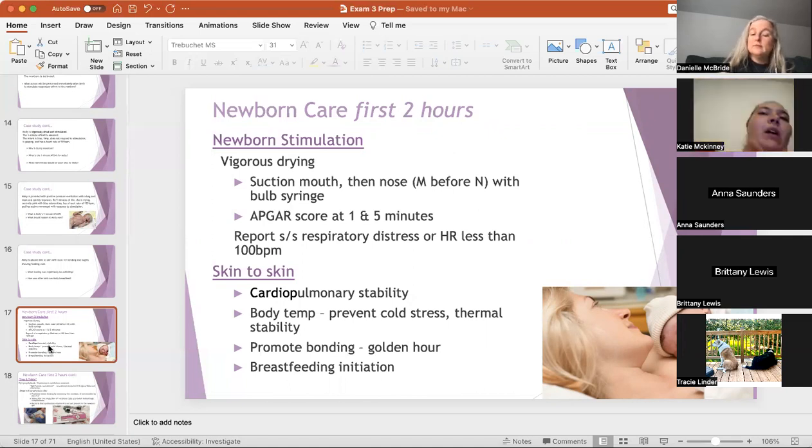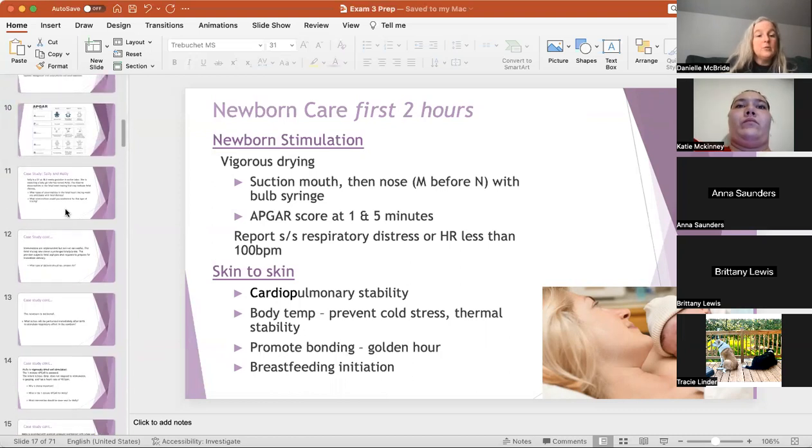Skin to skin with mom. Why do I want to put baby skin to skin with mom? It helps their thermal regulation. Yeah, it helps thermal regulation. So it's going to help the baby's body temperature. It's going to help prevent cold stress. It's going to help with bonding, breastfeeding, cardiopulmonary stability, all of this stuff. All of these are benefits of skin to skin.